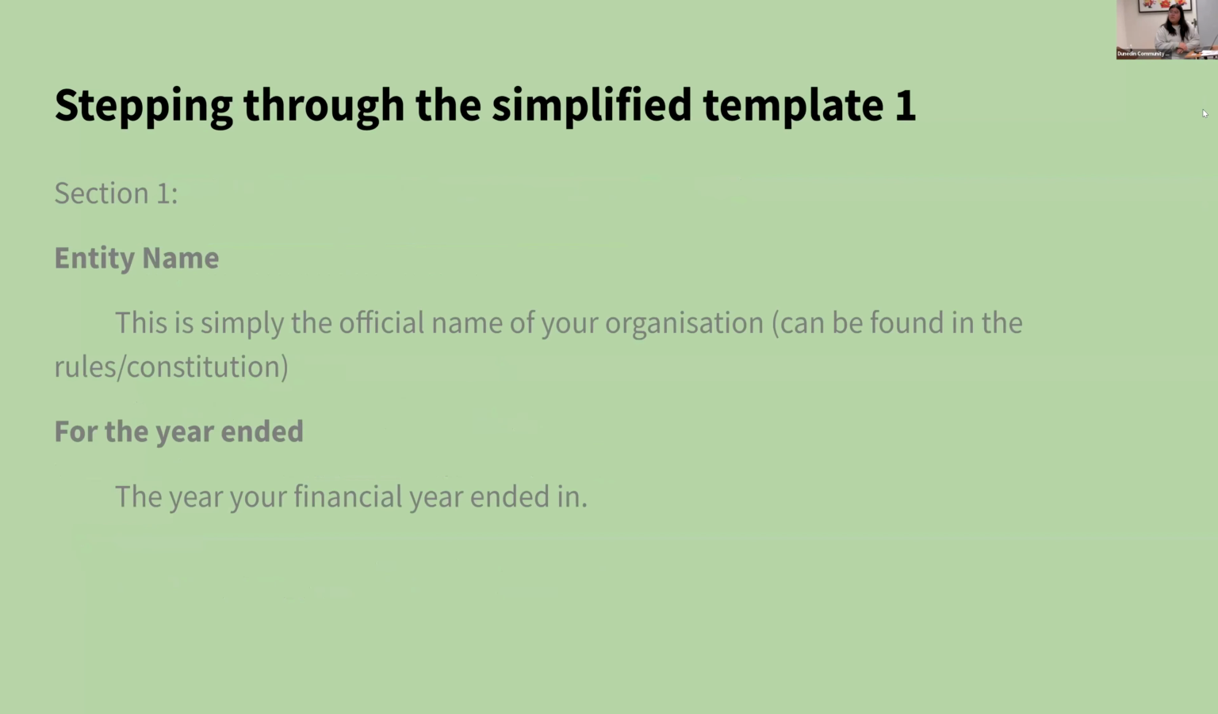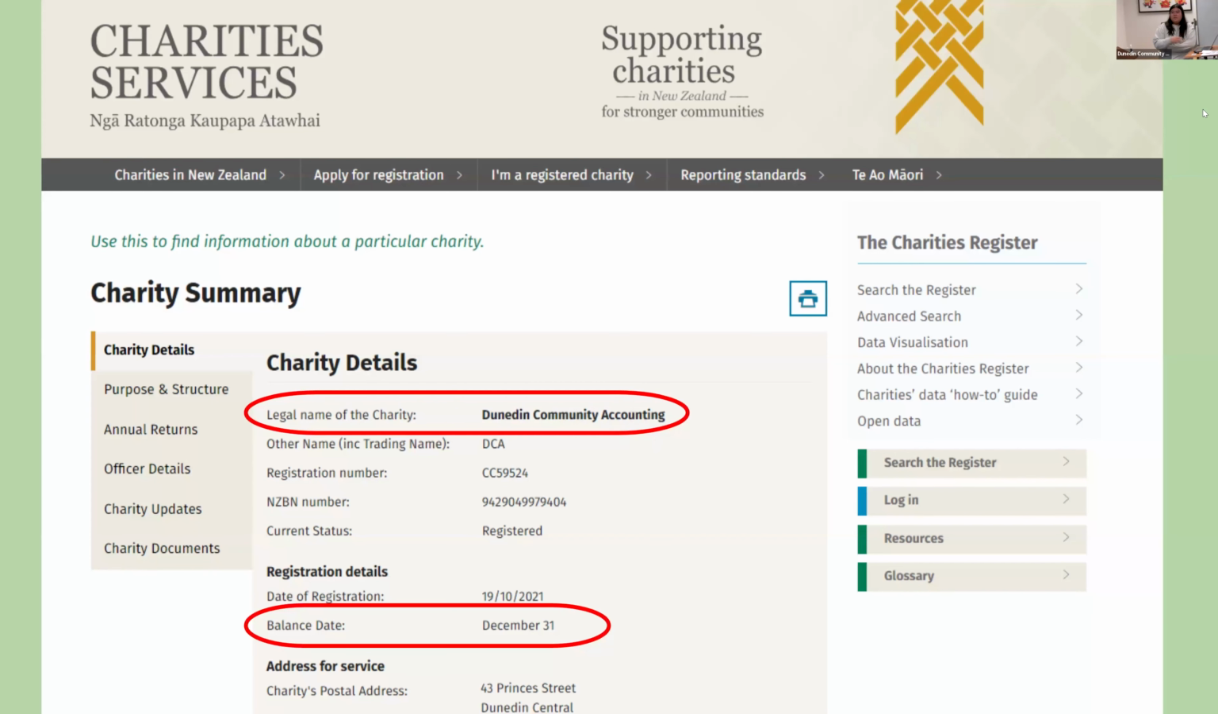Right, so we'll step through the first part of the template, which is the entity name and the year ended. The entity name is quite simply the official name of your organization, and this can be found within the rules or constitution. The year ended is the year your financial year ended; on the charity's website it's called balance date, which you will see on the next slide. For example, for DCA, that will be the legal name of the charity, Dunedin Community Accounting, and the balance date is your financial year ending, which is December 31st for DCA.